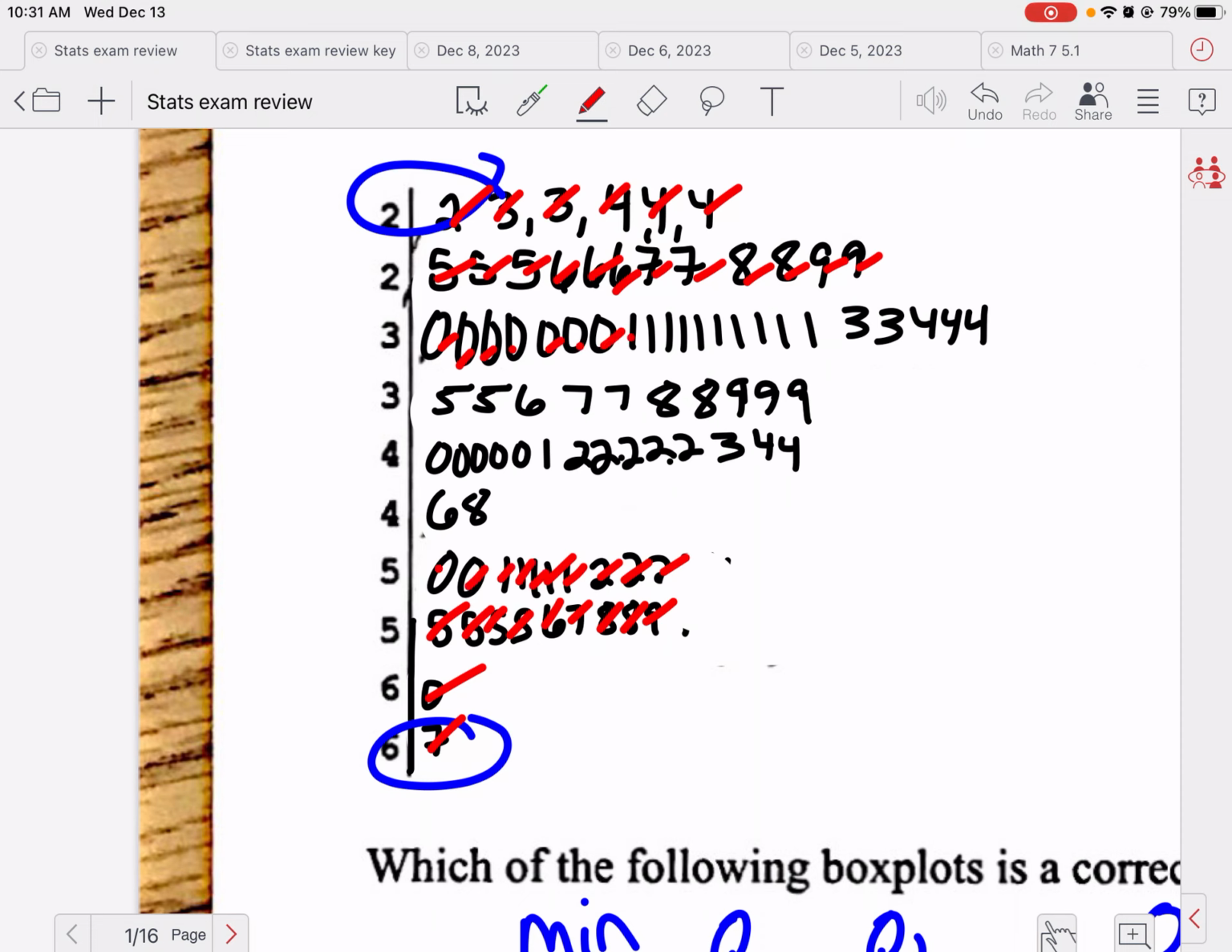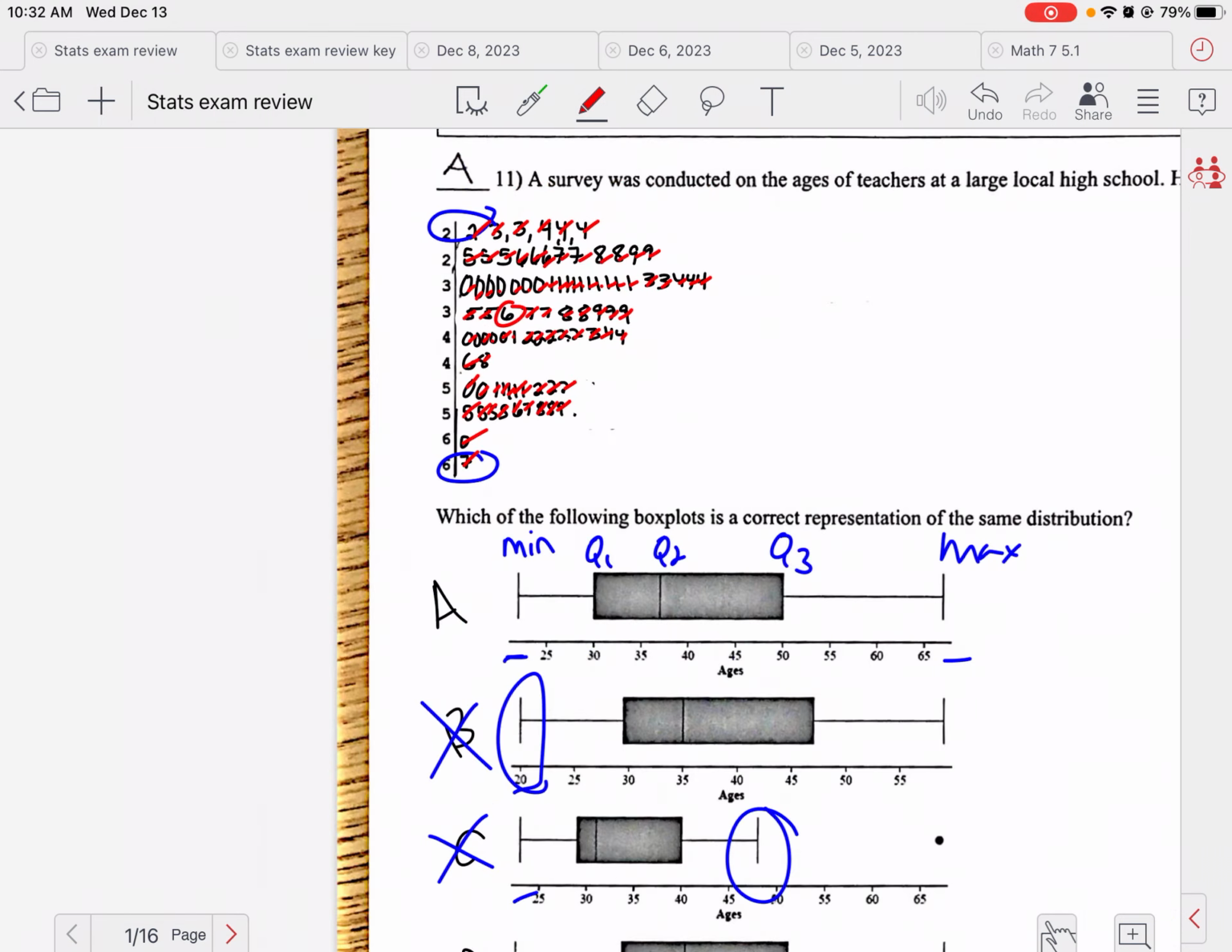Continuing to count through the data in groups of 10, then 5, then 1, 2, 1, 2. So we have something like 36.